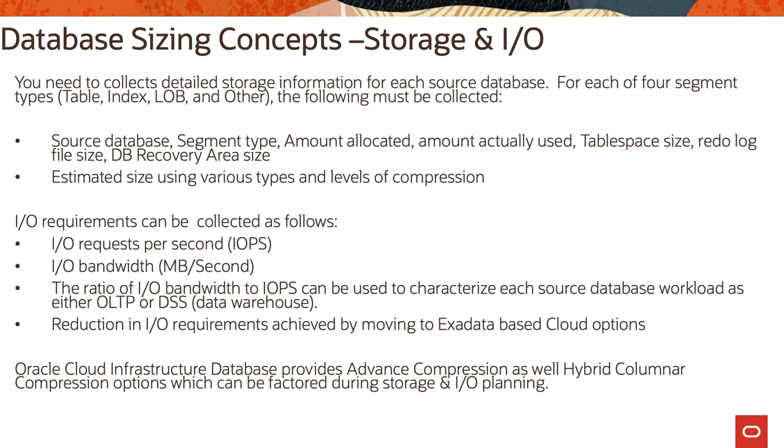Oracle Cloud Infrastructure Database provides advanced compression as well as hybrid columnar compression options that have to be considered or factored in during storage and I/O planning. An estimate of how much space can be saved by compressing the data depends on the segment type and database version, and estimates for several types and levels of compression, like OLTP compression or hybrid columnar compression, are available in cloud infrastructure. We'll see in later slides how to use those advisors to derive this kind of information.